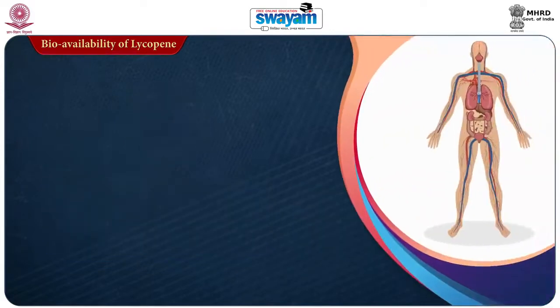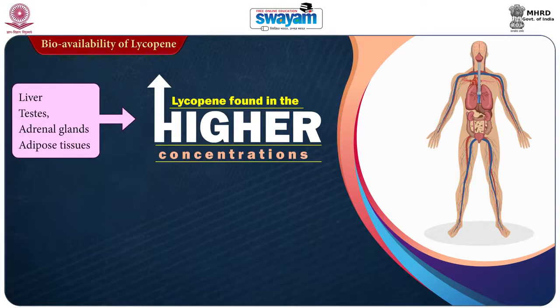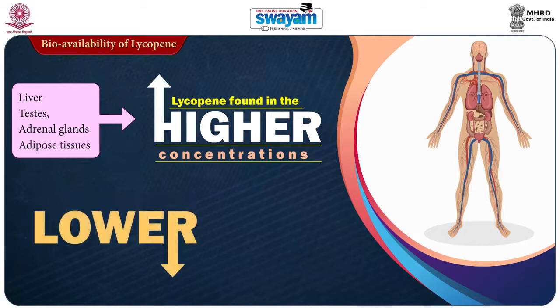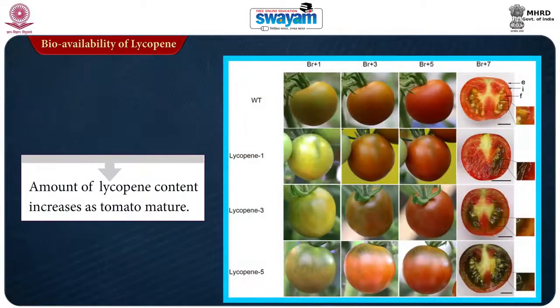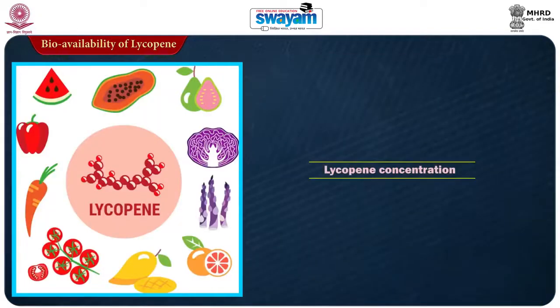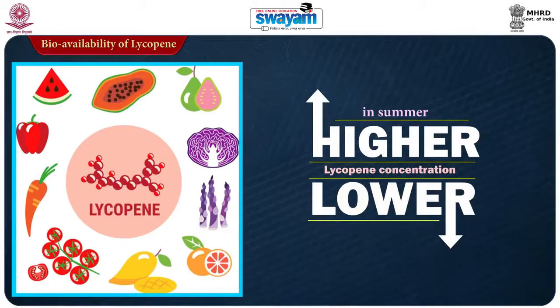Human organs store lycopene to different degrees. Lycopene is found in highest concentration in liver, testes, adrenal gland and adipose tissues. It is found in lower concentration in kidney, ovary, lung and prostate. The amount of lycopene content increases as tomato matures. The lycopene concentration is higher in summer and lower in winter.